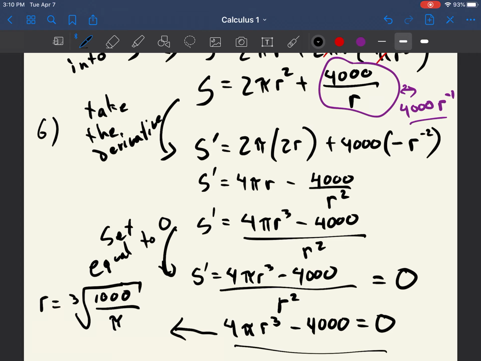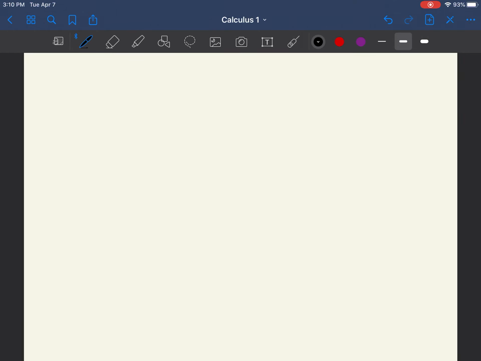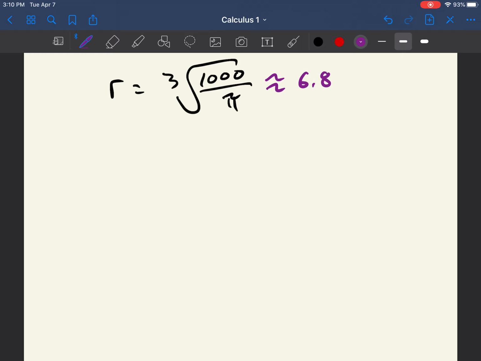So this is actually giving me what the minimum is for my function s. That's what we just found. That means if I have this r, this radius for the can, then that's going to produce the smallest surface area. We do still need the height of the can, so maybe we can write that down in the next page here. So r, we ended up with the cube root of 1,000 over pi, and if you punch this into a calculator, it's about 6.827, okay?